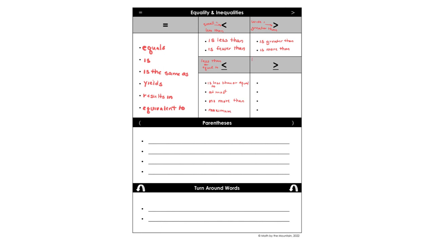The next one is greater than or equal to, and the words are is greater than or equal to, at least, no less than, and minimum.